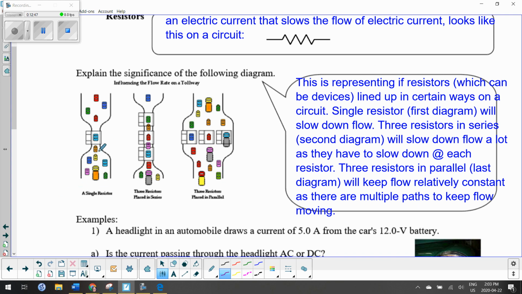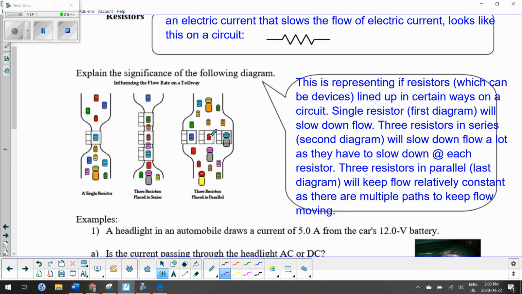So a single resistor slows down the flow of current. Okay, so it slows down the traffic. If you place three in series, so one after the other, it slows down the current quite a bit more, because the current, or the traffic, has to go through the first toll booth, then the second, and then the third.